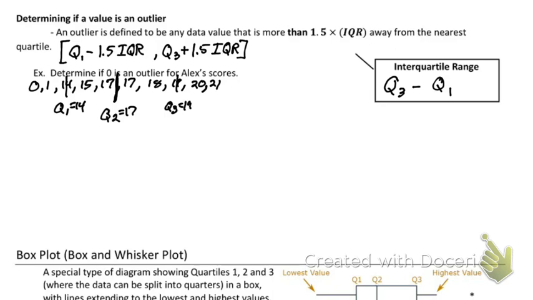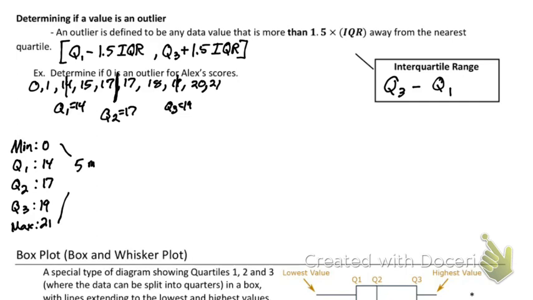All right, so what I'm going to call it is something called the 5-number summary. Your 5-number summary is going to have your minimum, which in this case is 0, our quartile 1, which is 14, our quartile 2, which is 17, our quartile 3, which is 19, and our maximum, which in this case is going to be 21. This is known as your 5-number summary. Whenever you're dealing with quartiles, you're always going to come up with those 5 numbers.